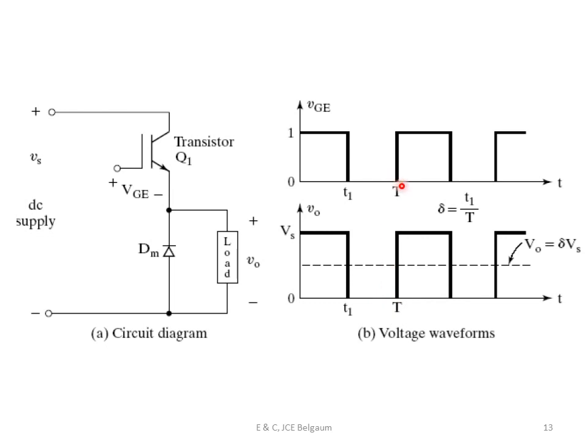So how long to keep this on depends upon how long I give the VGE. As long as it is there, the output will be Vs. And by controlling this on time, I can control the output voltage. So this is your chopper circuit, which basically converts a fixed DC voltage of Vs to a variable DC voltage by controlling the duty cycle or the chopping period, the on time period of the waveform.